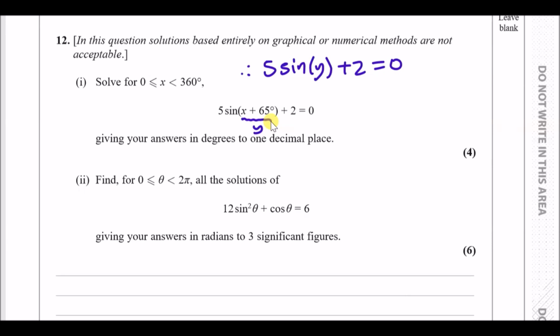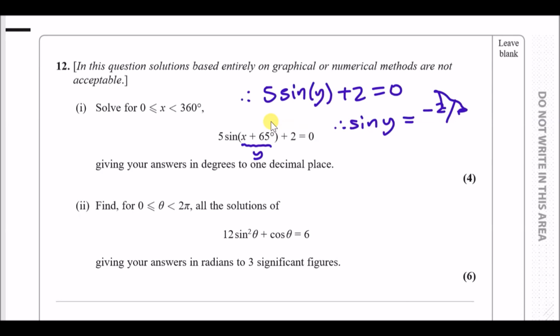Well, let's go ahead and find the value of sin y, yeah? So what we could do is subtract 2 across and divide by 5. We're going to have an equation which is sin y = -2/5. Now, this one looks straightforward. To find the value of y, we're just going to sine inverse, yeah? So sine inversing this, you should get -23.6 degrees.